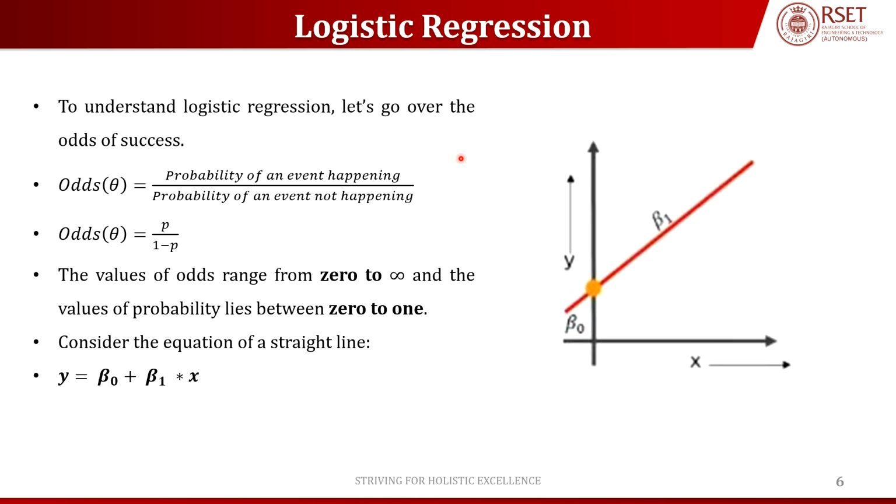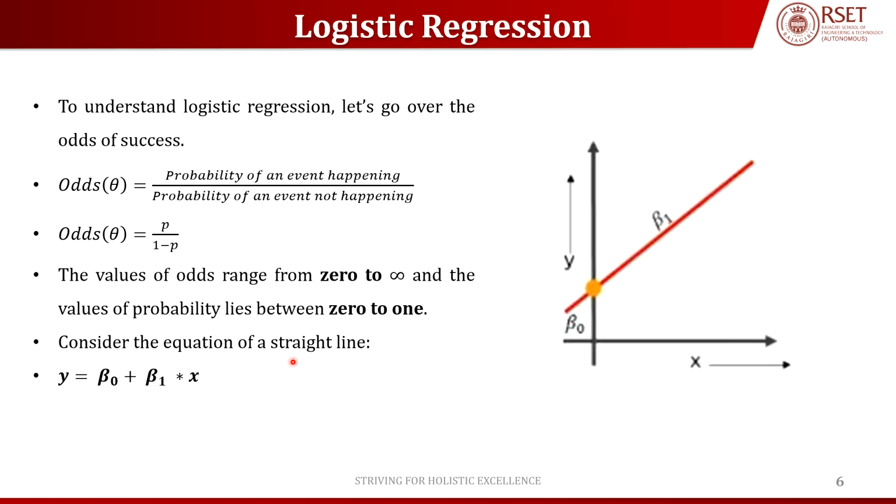Now we can see what are the equations, or what is the algorithm for logistic regression. To understand logistic regression, let's go over the odds of success. Odds of success you might have learned in probability in mathematics. So odds of theta is equal to the probability of an event happening divided by the probability of an event not happening. Suppose P is the event. So the probability of the event happening is P, divided by the event not happening, which is 1 minus P. So values of odds range from 0 to infinity, and the probability values, as we all know, are always lying between 0 and 1.